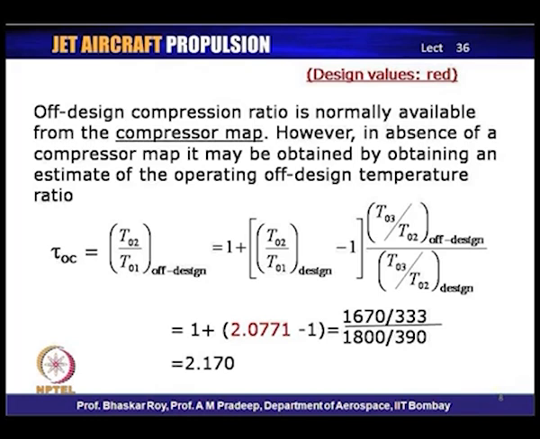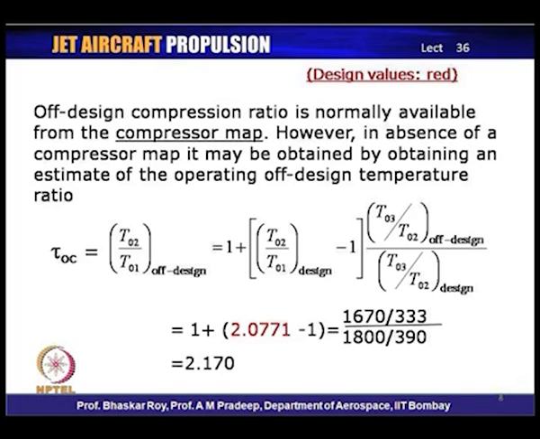Firstly, we find out what the temperature ratio under off design condition is, and this temperature ratio can be related to the design temperature ratio, which was prescribed earlier. If we use this simple thermodynamic relationship, simply finding out what the design to off design ratios are of the maximum to minimum temperature, and then factoring that as a possible off design temperature ratio across the compressor, what we get is a compression ratio of the order of 2.17.